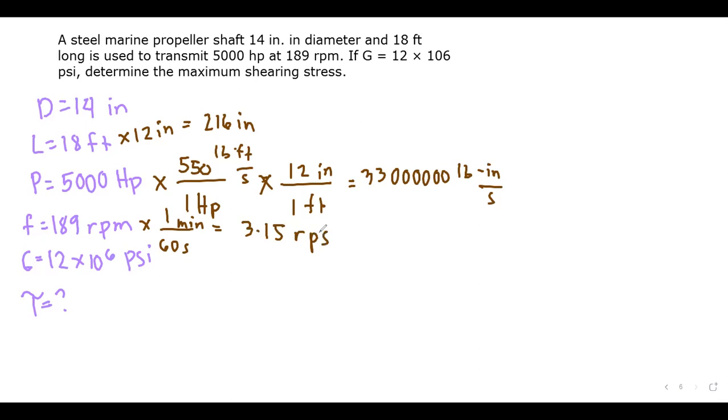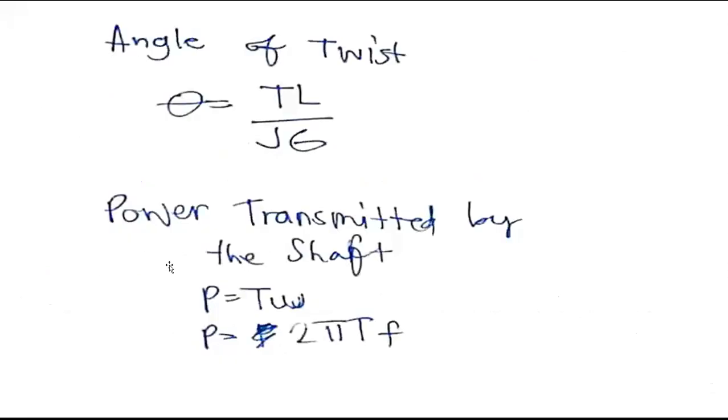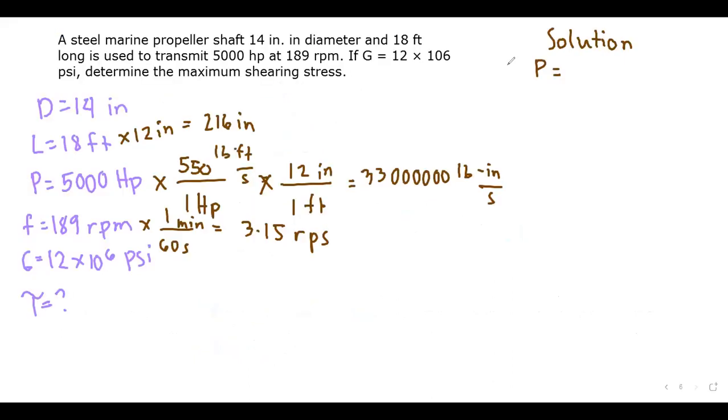So, mapapansin nyo sa formula natin, walang binigay na torque. Okay? Pero pwede natin i-solve yung torque. How? Gamitin natin yung formula natin sa power. Okay? So, solution. We have formula for power. Diba? Ayan. P is equal to 2 pi T F. Ayan. P is equal to 2 pi T F.